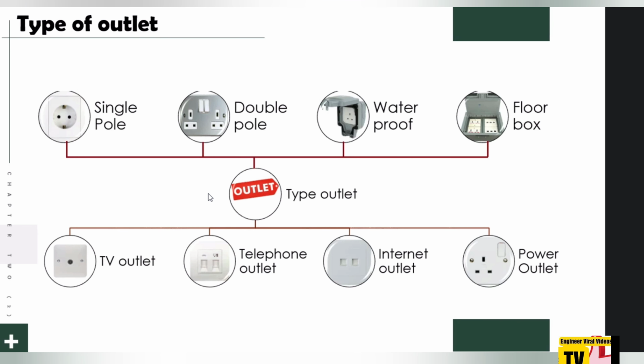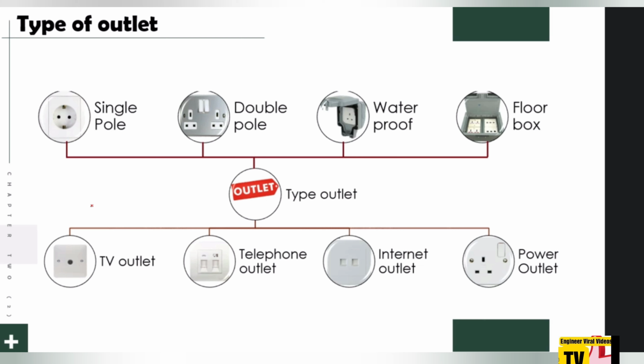After we define the outlet or power receptacle, let's also identify the types of outlet. I can classify the outlets into these types. Here, this is a power outlet as we defined. And here the types of outlet also include the internet outlet and the telephone outlet. And here this is a TV outlet.